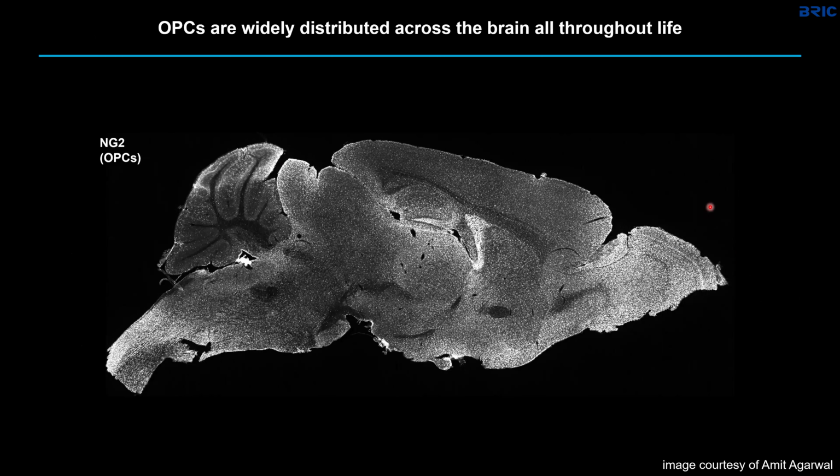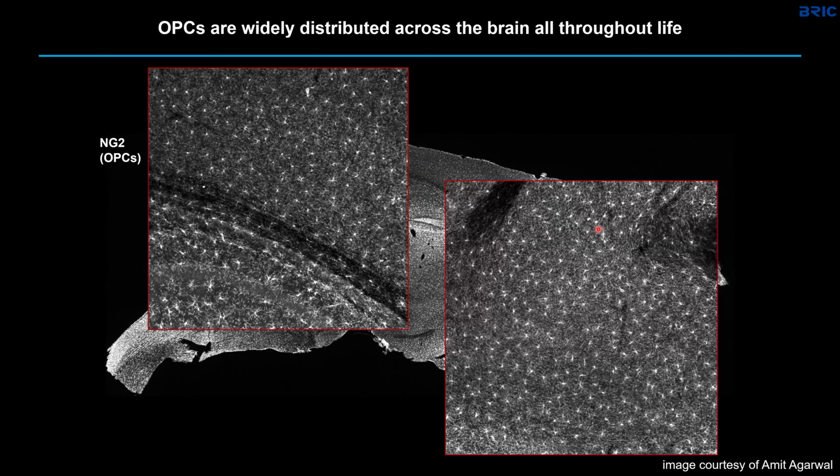So if you were to look at the whole mouse brain, so this is a sagittal section of a young adult mouse brain, you might imagine that OPCs, being the progenitors, might not be present in the adult brain and might be only transiently present in the developing brain. However, even in the adult, here stained by the marker NG2, OPCs are present throughout the brain. And if you look closely, you can see that OPCs tile with one another and that they occupy non-overlapping territories throughout the brain.